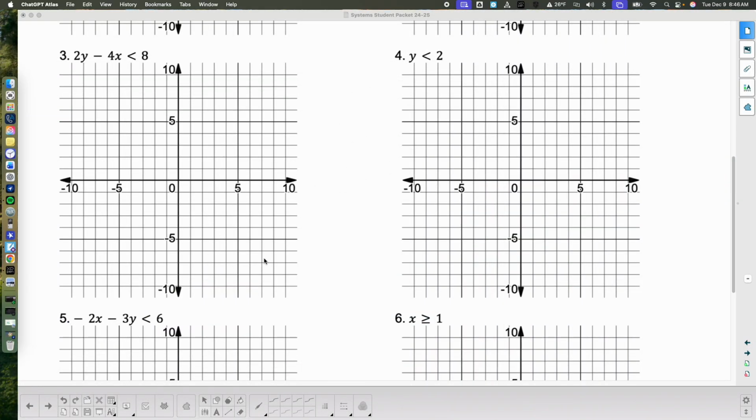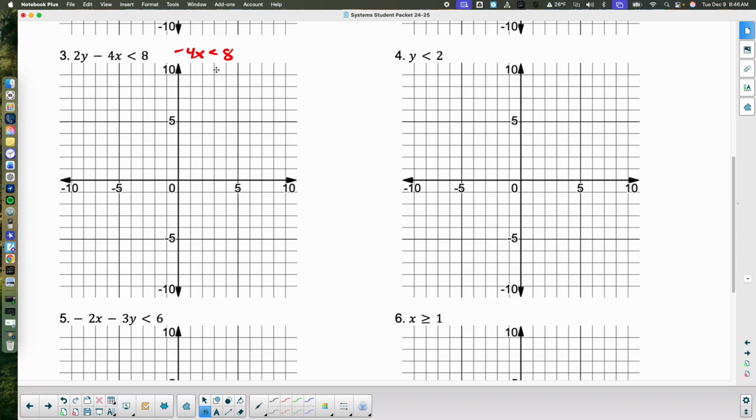Okay, on number 3, if I take my finger and I cover up the 2y, what would the rest of the equation read? Negative 4x. Perfect.